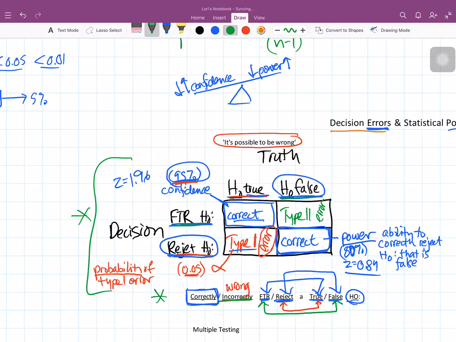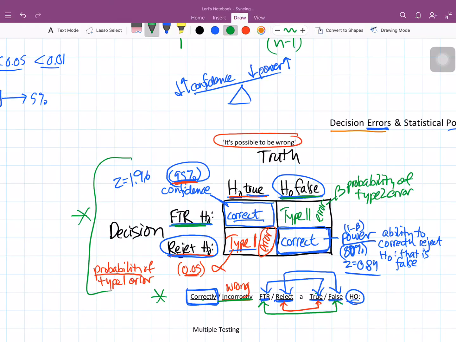Similarly, and this is a new concept for you, this type 2 error is called beta. What that means then is power is 1 minus beta, in case you were wondering. And beta is the probability of a type 2 error. And what that means is that we failed to reject the null, but the null was false.